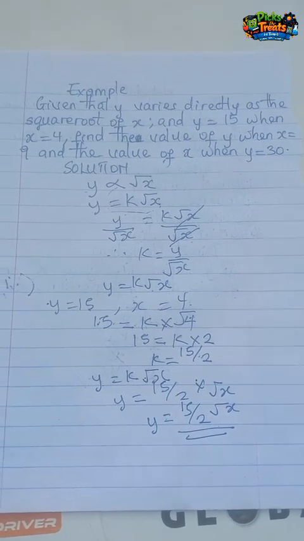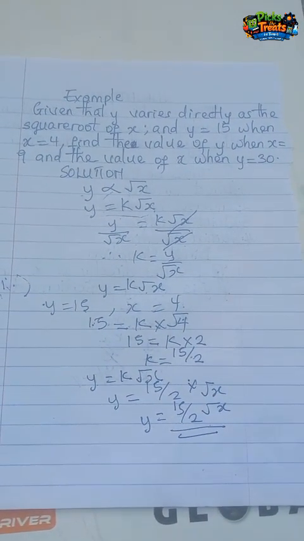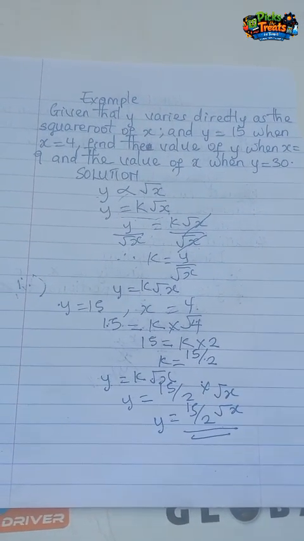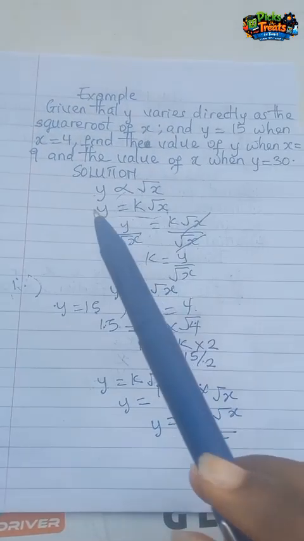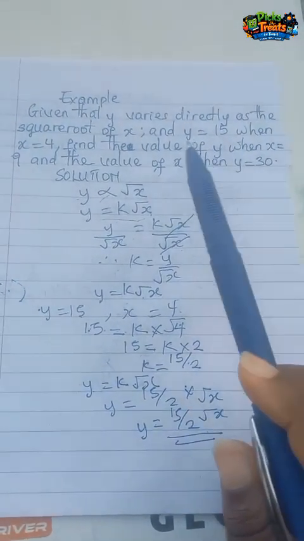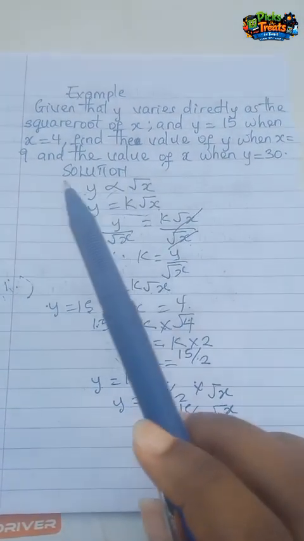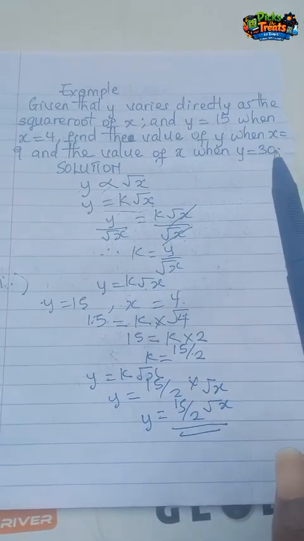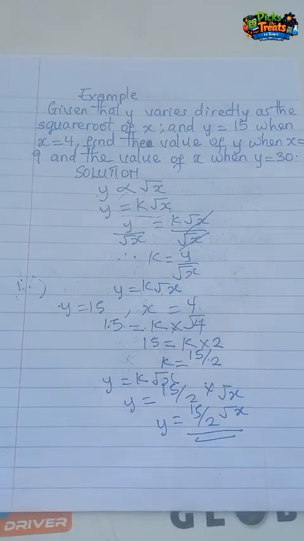Since we've understood the basic introduction about variation and what direct variation is all about, let's now move to solving an example under it. The question says, given that y varies directly as the square root of x and y is equal to 15 when x is equal to 4, find the value of y when x is equal to 9 and the value of x when y is equal to 30.